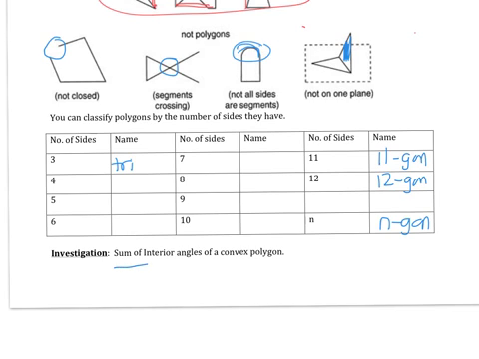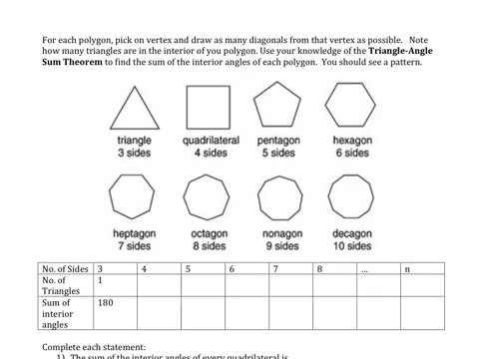Now, on the next page, we're going to do this investigation with the sum of the interior angles. We're going to start by taking these figures. If you have a three-sided figure, we're going to draw diagonals. We cannot draw diagonals that cross each other. The triangle doesn't have any diagonals, so the sum of its interior angles we know already is 180.